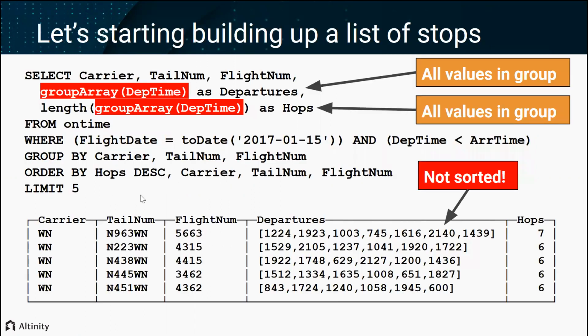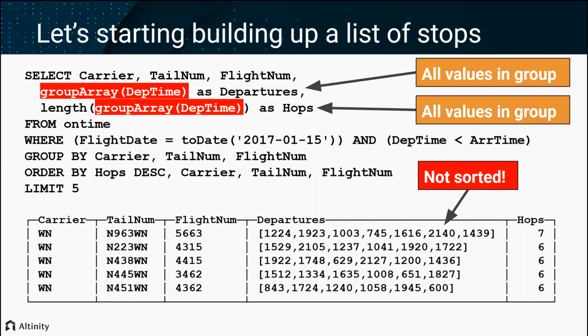At this point, we can start building up a list of stops that our airplanes are taking. Here's an example where I've added the groupArray. We're still selecting the carrier, the tail number, the flight number for a particular day, and we're doing our order by and group by. That's the same as before, calculating the number of hops. But we're also using groupArray to pull in departure times. If we show the results down below, now instead of just seeing the hops, we can actually see a bunch of departure times. We've got all 7 records, and they're folded into this array.